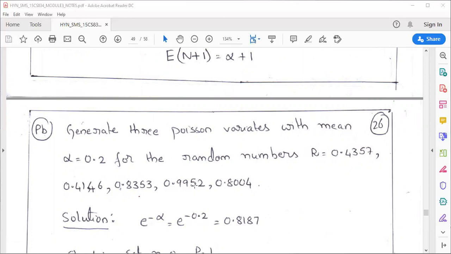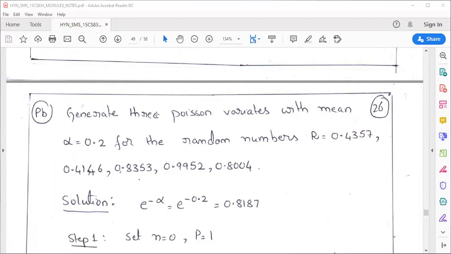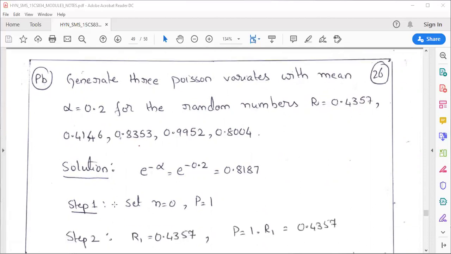Let us see the problems here, so that with the problems we'll be able to understand more clearly. Generate 3 Poisson variates with mean alpha equal to 0.2 for the random numbers R equal to 0.4357, 0.4146, 0.8353, 0.9952 and 0.8004. How to solve this problem is, first you have to calculate e to the power of minus alpha, so I will get e to the power of minus 0.2. You have to make use of your calculators and find the value of e to the power of minus 0.2 because the alpha value is given as 0.2.